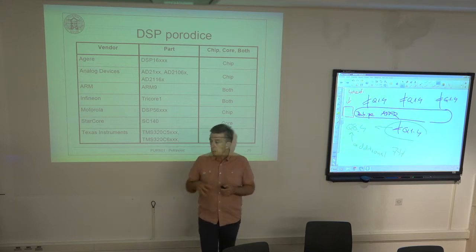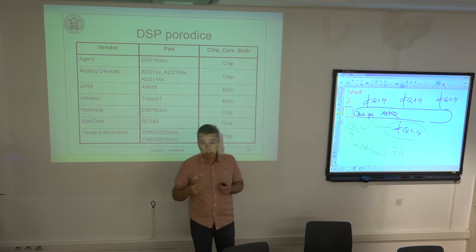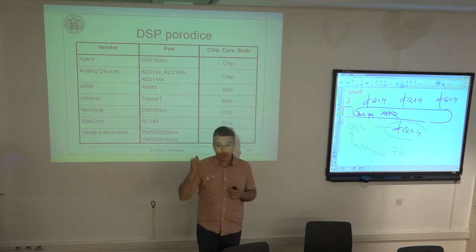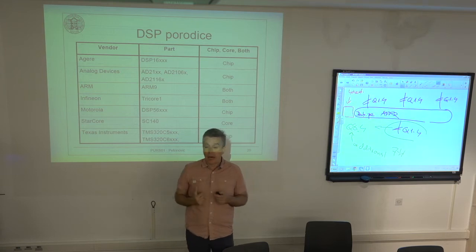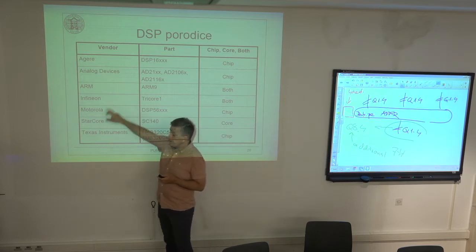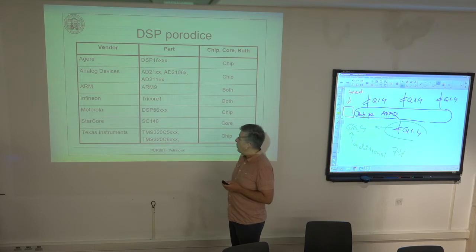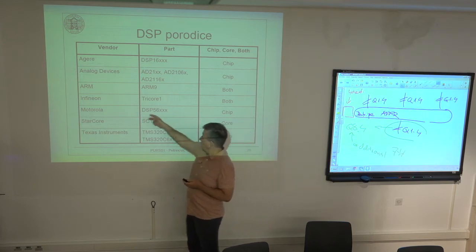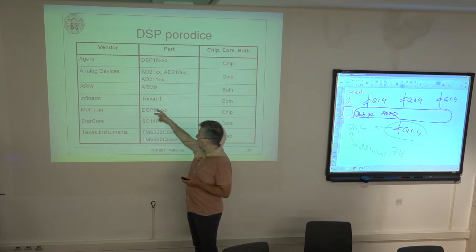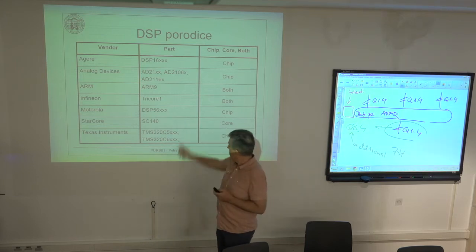So they wouldn't need an additional DSP. They would be able to implement DSP algorithms, but within the basic ARM9 architecture. Infineon company is this Siemens Semiconductor that also changed name. Motorola was one of the first companies in this DSP field, and this 56000 DSP is still available as a chip. StarCore, Texas Instruments, and so on.